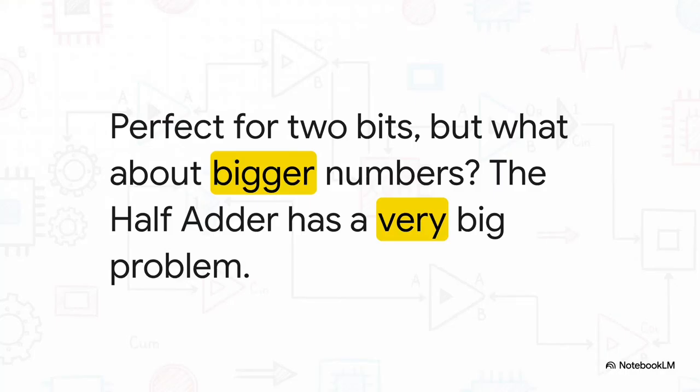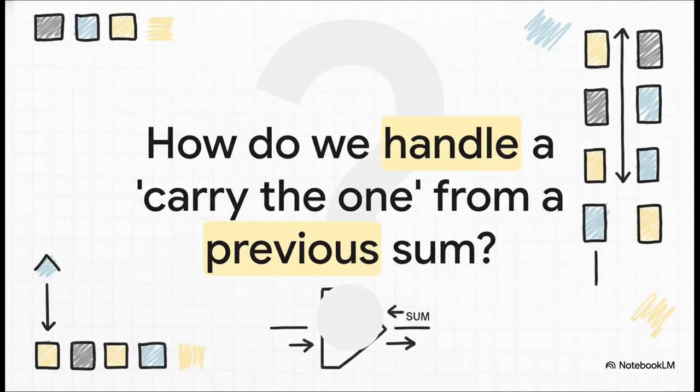So this seems perfect for adding two single bits, but what happens when you want to add bigger numbers? Numbers with multiple digits. That's where our simple half adder runs into a very, very big problem. Think back to doing long addition in school. When a column added up to 10 or more, what did you do? You wrote down the last digit and you carried the 1 over to the next column to the left. Well, binary math works the exact same way. You've got to have a way to handle a carry that's coming in from the previous addition.